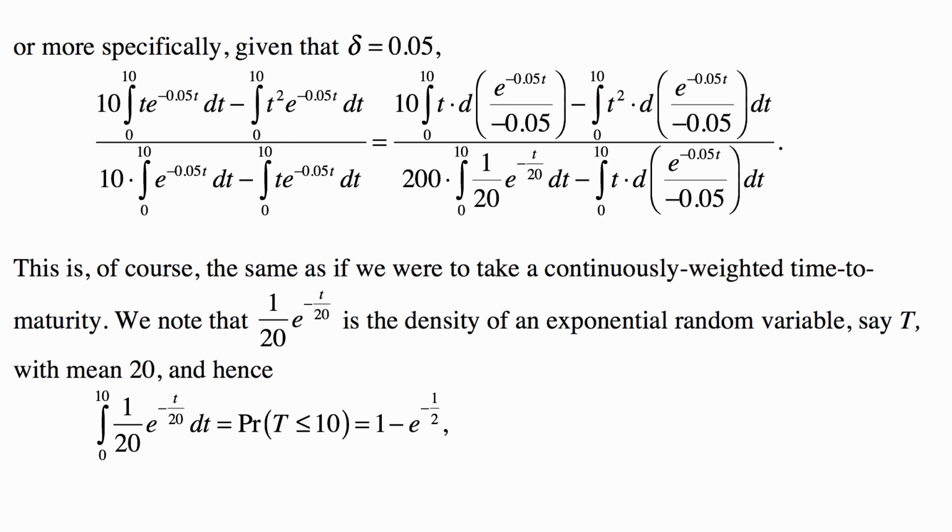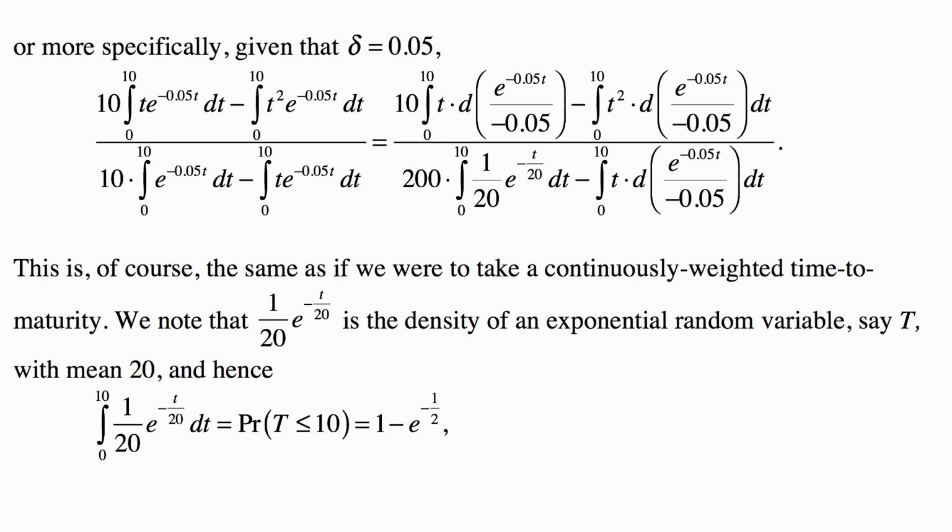Now, we're actually given that delta is equal to 0.05, so we plug that in, and we have 10 times the integral from 0 to 10 of t e to the minus 0.05 t dt, minus the integral from 0 to 10 of t squared e to the minus 0.05 t dt, divided by 10 times the integral from 0 to 10 of e to the minus 0.05 t dt, minus the integral from 0 to 10 of t e to the minus 0.05 t dt.